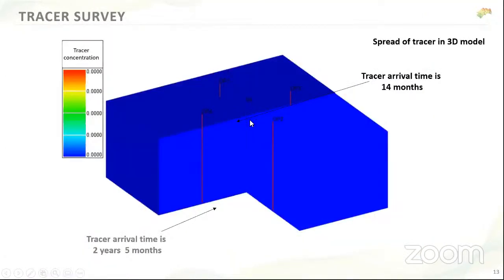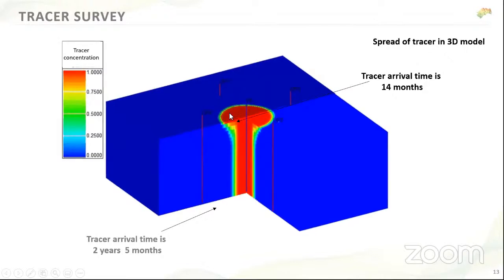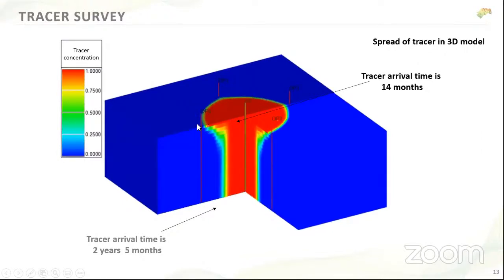And we have injected the tracers into the injection well. Now, of course, the tracer goes much faster in the high permeable layer, and it goes slower in the low permeable layer. So the first arrival of the tracer to the producers was 14 months here.